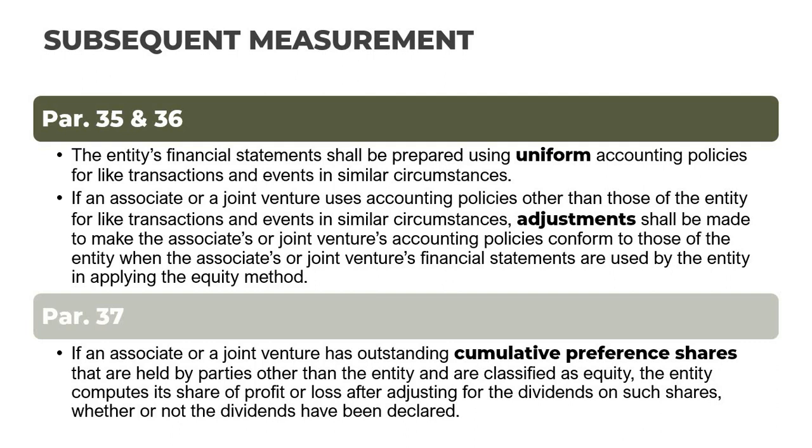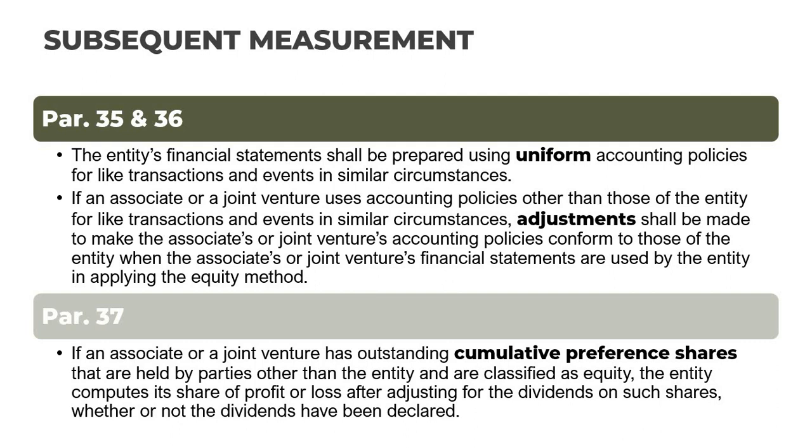So sabi rito sa paragraph 35 and 36, the entity's financial statements shall be prepared using uniform accounting policies for like transactions and events in similar circumstances. If an associate or a joint venture uses accounting policies other than those of the entity for like transactions and events in similar circumstances, adjustments shall be made to make the associate or joint venture's accounting policies conform to those of the entity when the associate's or joint venture's financial statements are used by the entity in applying the equity method.